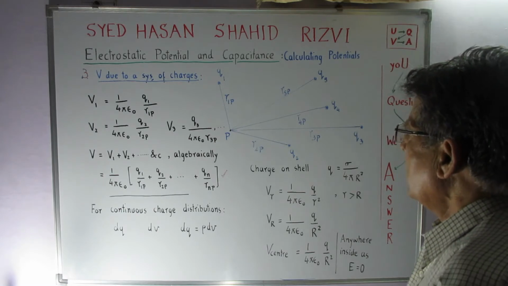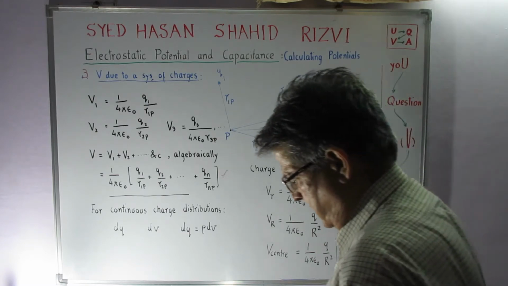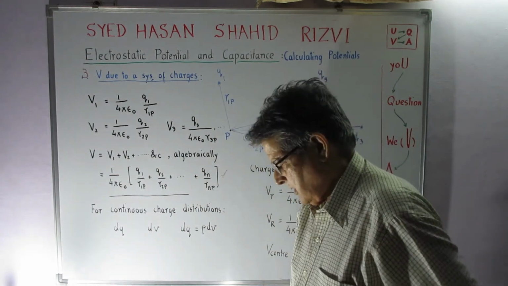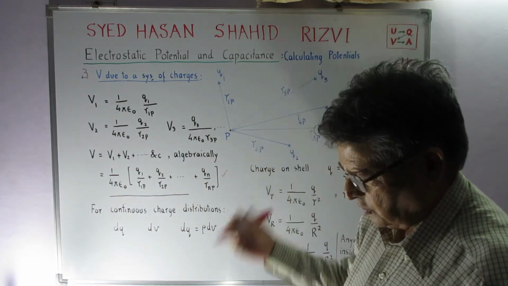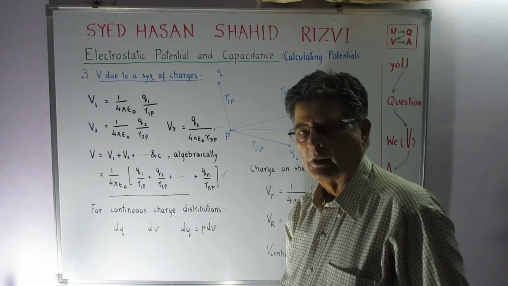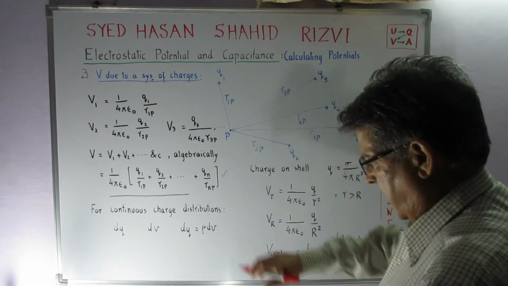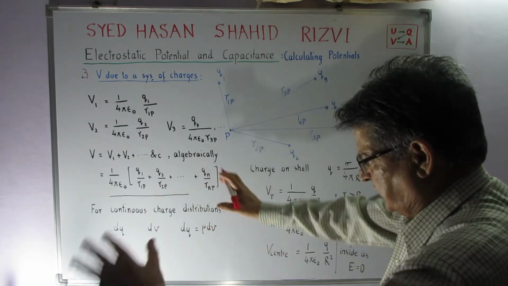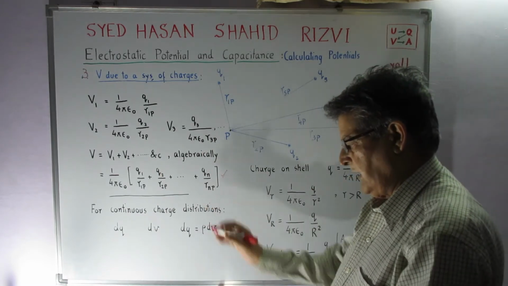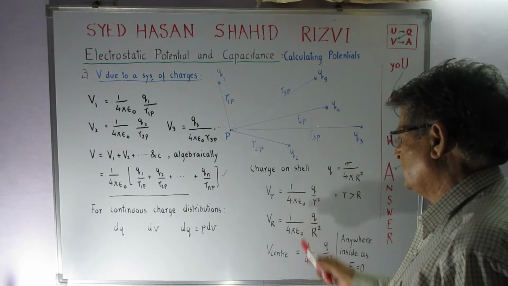Just now, for example, when I took a shell, and the charge was distributed all over the surface of the sphere, the charge density sigma was equal to total charge divided by 4 pi r square, where r is the radius of that shell. And when we considered this in the calculation for the electric field, we found that for any point outside that shell of charge, we had an expression like this.